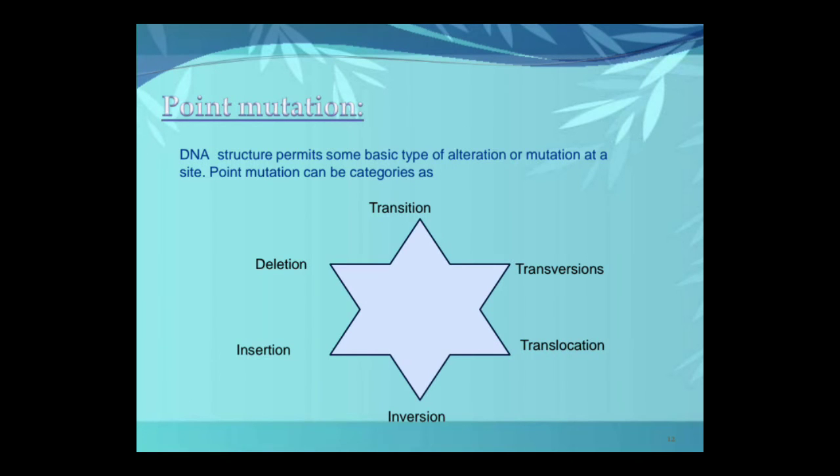DNA structure permits some basic types of alteration or mutation at a site. That point mutation can be categorized as transition, deletion, insertion, transversion, translocation and inversion.